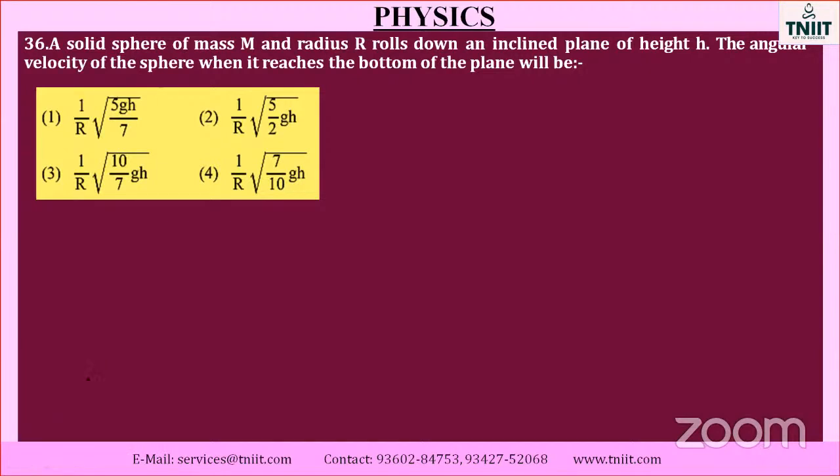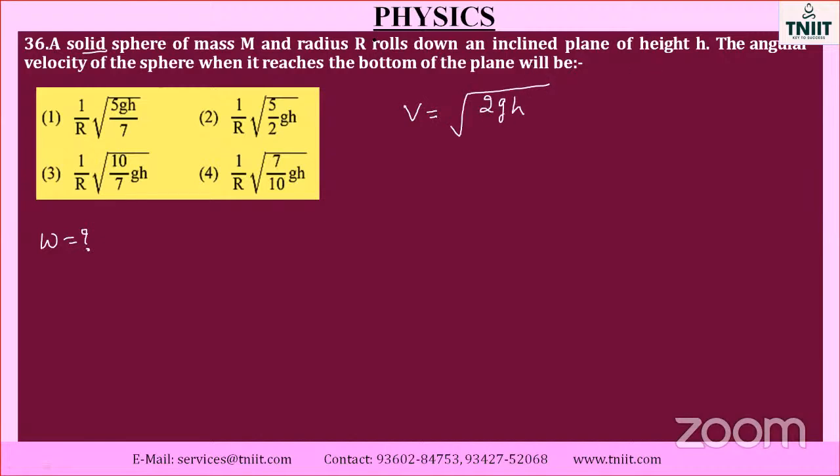So let us look at the next problem. There is a solid sphere of mass m and radius r that rolls down an inclined plane. What is the angular velocity of the sphere when it reaches the bottom of the plane? Angular velocity you have to calculate. The velocity when it comes to the ground is given by the formula root of 2gh.